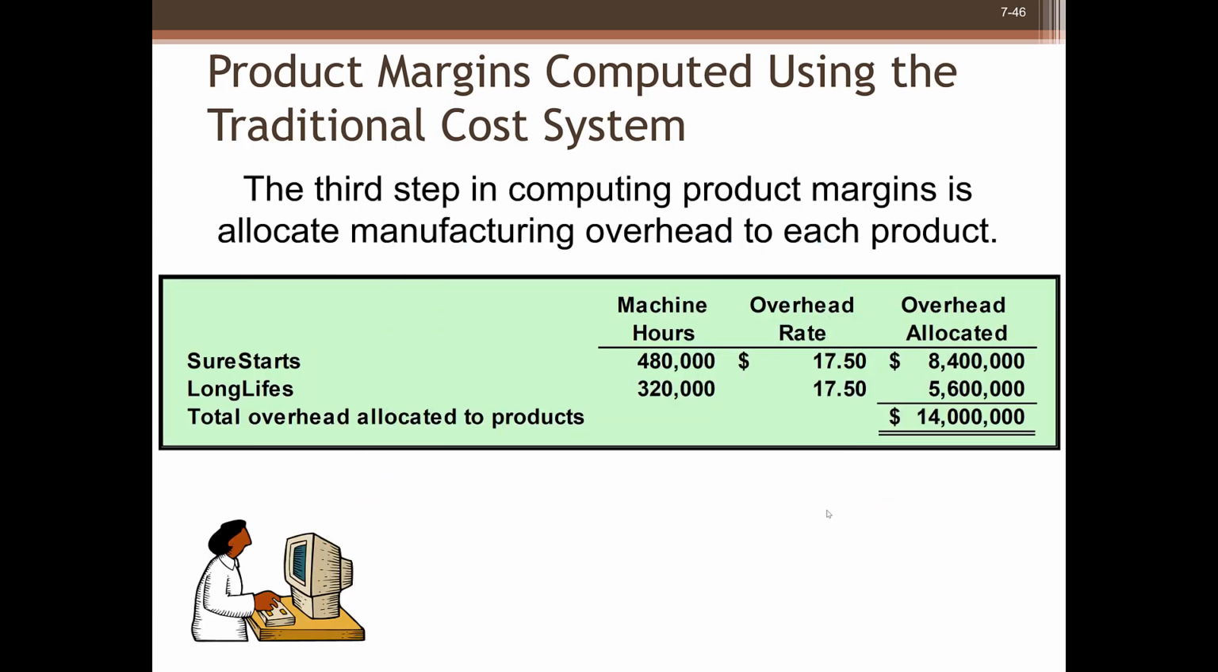Now we can calculate the allocated manufacturing cost to products. For Short Start, we use the overhead rate multiplied by total machine hours used, and we get 8.4 million. For Long Life, we use 17.5 multiplied by 320,000, and we get 5.6 million. And the total manufacturing overhead, which should be allocated to those two products, is 14 million.